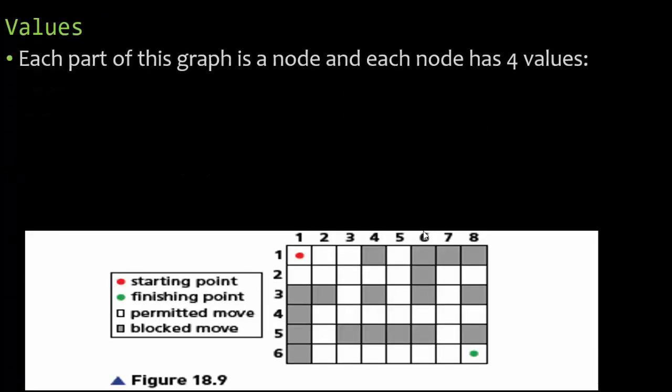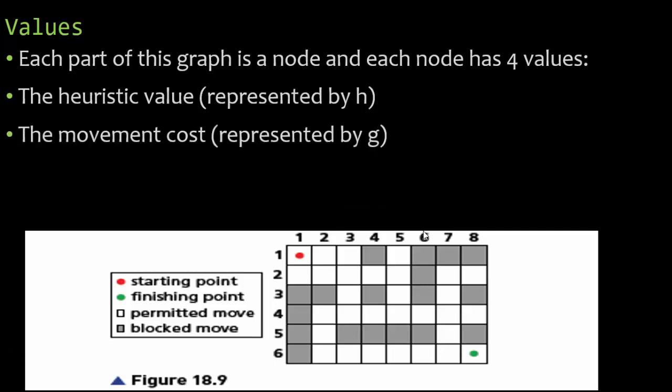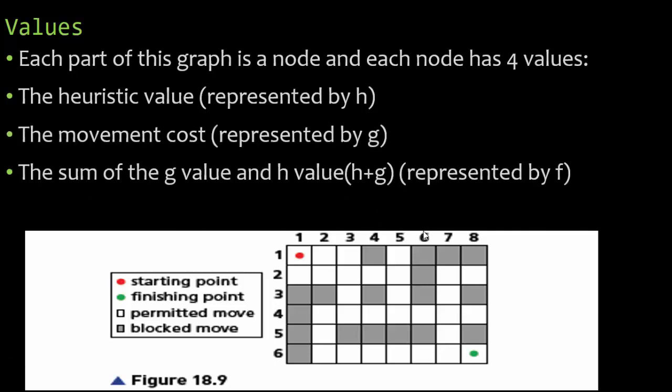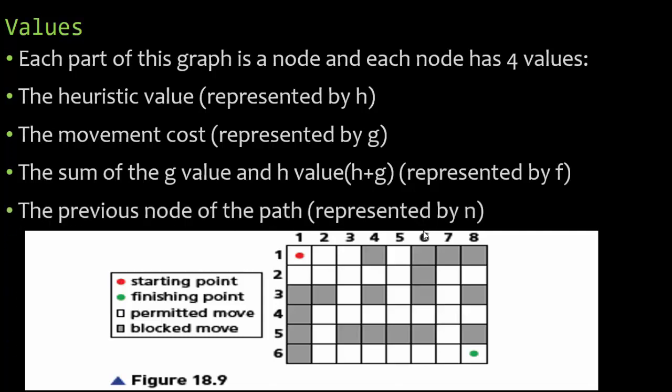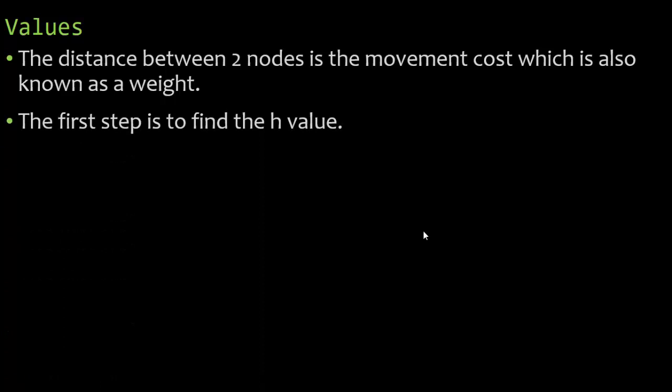So now each part of this graph is a node, and each node has 4 values. We said there's some vocab, so here comes the vocab. The first one is the heuristic value represented by h, the movement cost, which is represented by g, the sum of the g value and the h value, so the heuristic plus the movement cost, that's going to be represented by f, and then the previous node of the path represented by n. So the distance between two nodes is the movement cost, which is also known as weight. But the first step is to find the h value. We cannot find the distance until we find the h value.